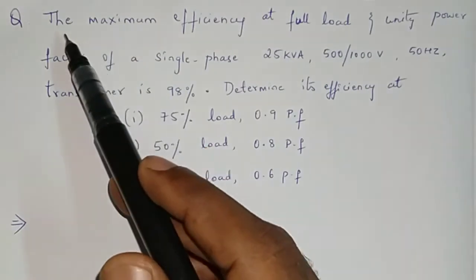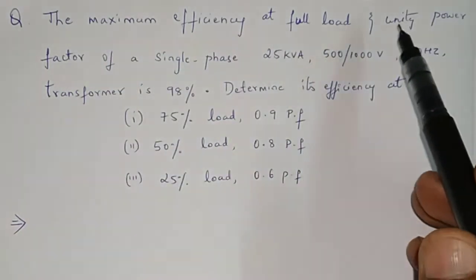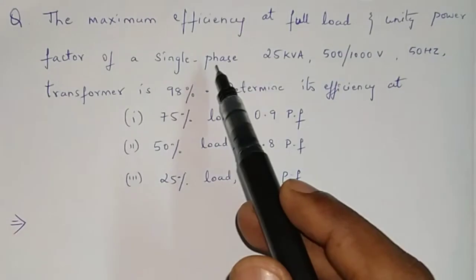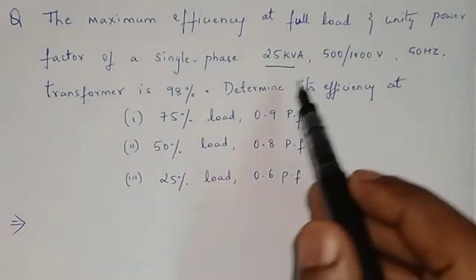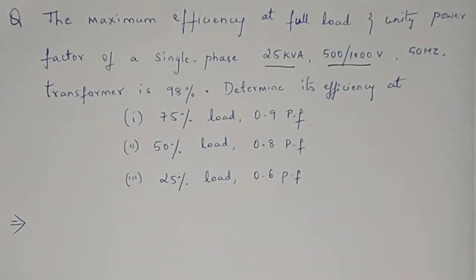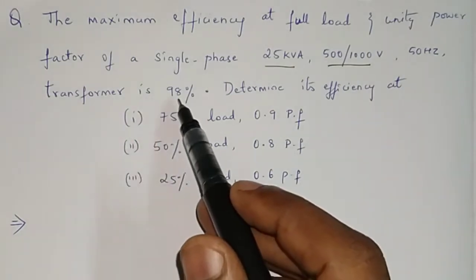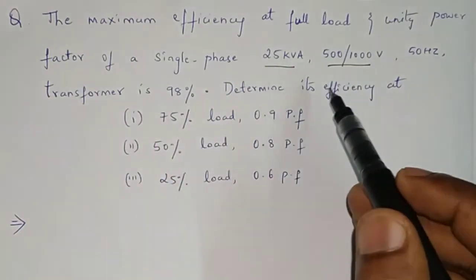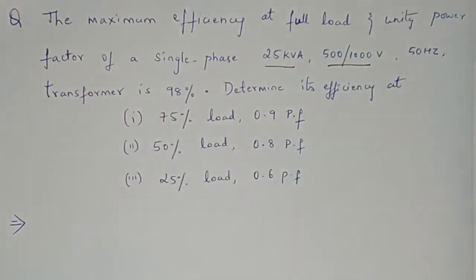The problem is given as: the maximum efficiency at full load and unity power factor of a single phase 25 kVA, 500/1000 volt, 50 Hz transformer is 98%. Determine its efficiency at three different cases they are given.